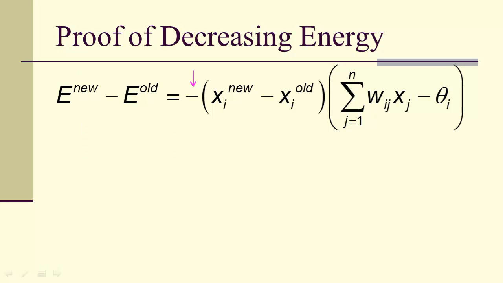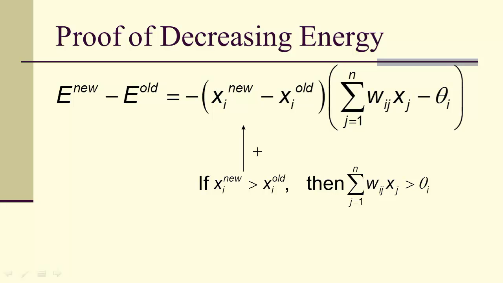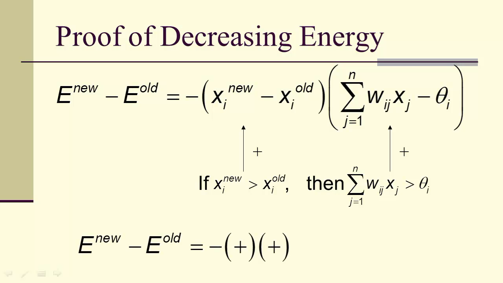Now, notice that we have a negative out in front. That's going to be important. Now let's suppose that the new value of x sub i is greater than the old value of x sub i. Well, that will imply that the first term is positive. It will also imply that the sum of the weighted inputs was greater than the threshold, which will imply that the second term was positive. And so E new minus E old will be a negative times a positive, and that implies that E new minus E old is negative.